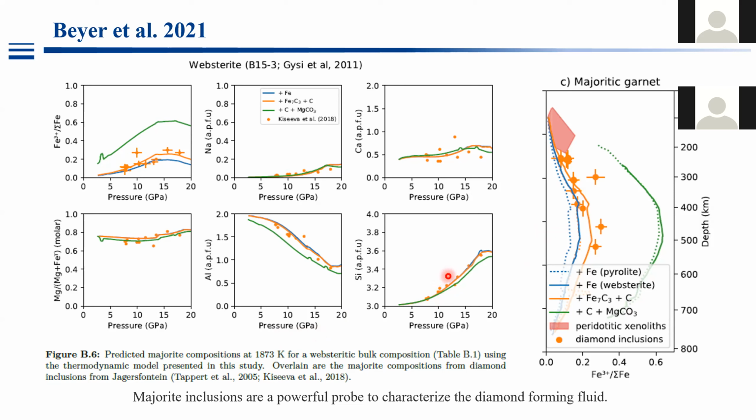So in the Bell's paper, the authors get the result that meteorite inclusions are a very powerful probe to characterize the diamond-forming fluid. And that's about the Bell's paper. And that's all.